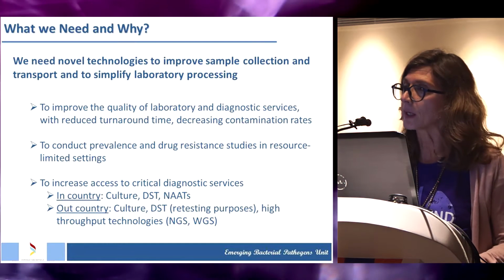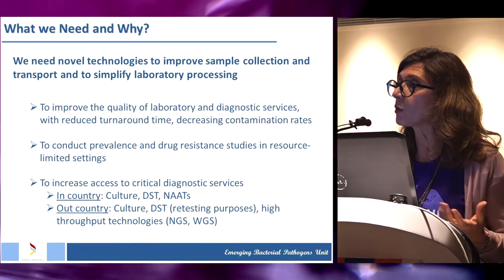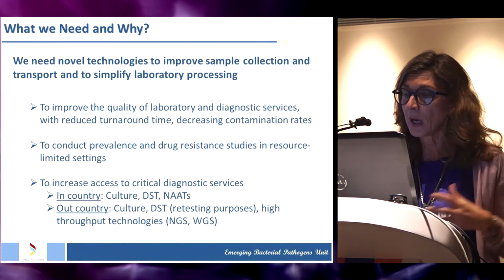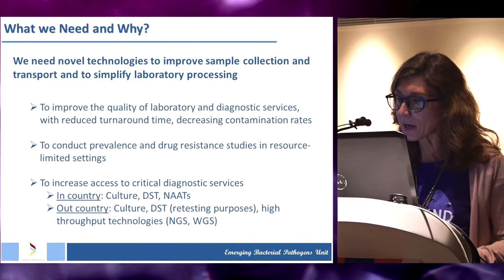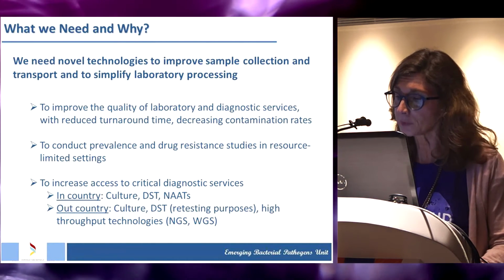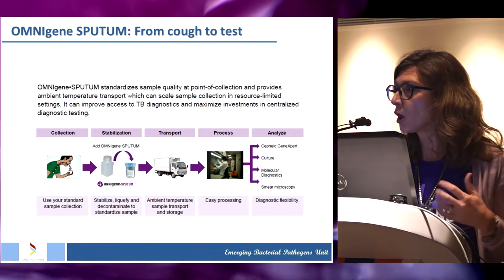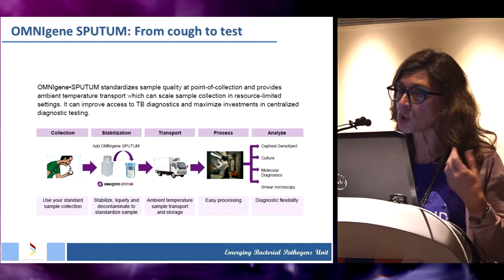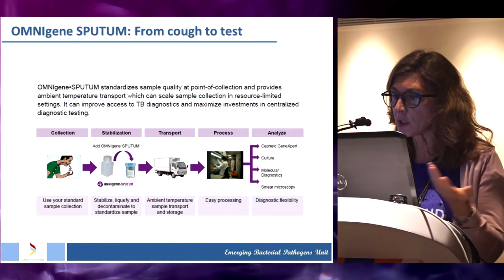Out of country, we need to do a lot of retesting for EQA purposes. Now we are supporting the countries with large NGS and WGS studies, and we get cultures that are contaminated most of the time. Or sometimes we really cannot have good quality samples if they need to be shipped internationally. The OMNIgene came with this product.